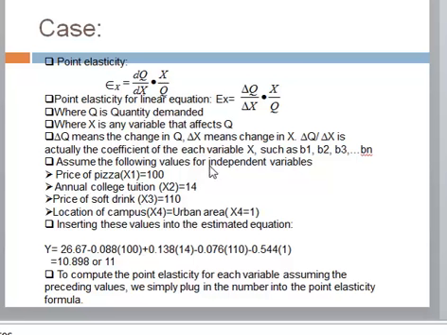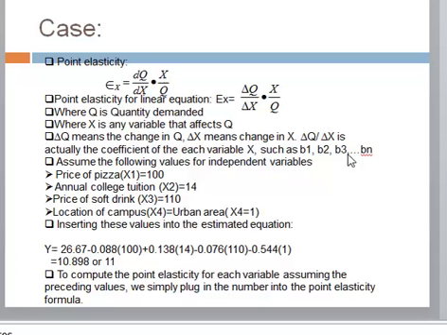Assuming the following values for independent variables: price of pizza equal to 100 cents, annual college tuition x2 equal to 14,000, price of the soft drink is 110 cents, location on campus is urban area. Why do we assume those values? Because we are trying to find a specific X and a specific Q. And this part, as we said, is equal to the coefficient of each variable, so it's given information.